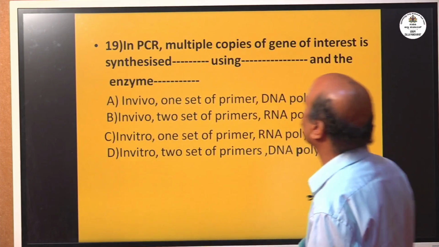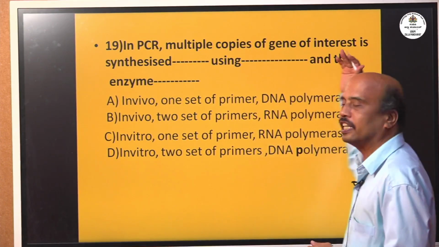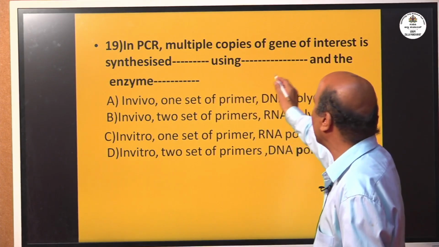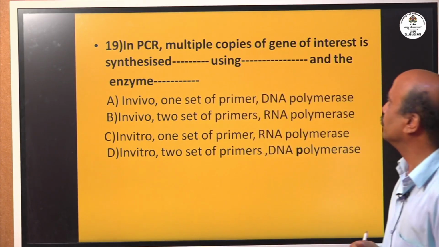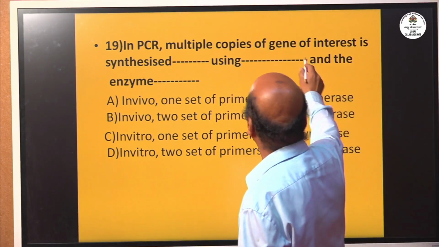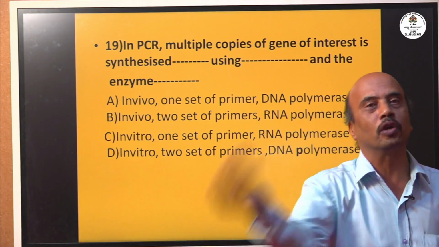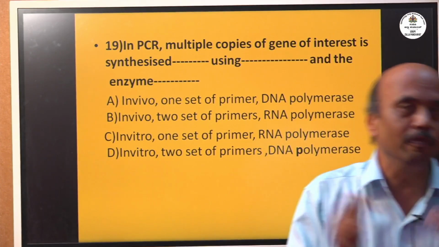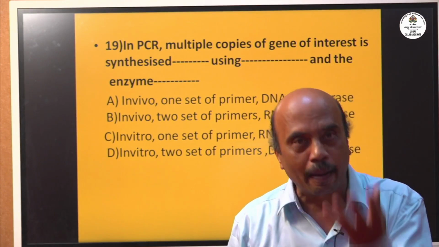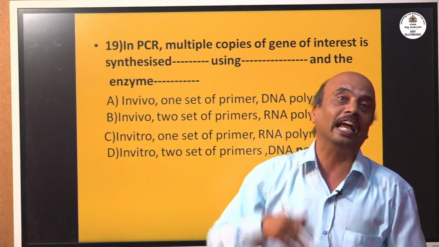Then next question. In PCR, multiple copies of the gene of interest, that is the desired gene, is synthesized dash using dash and the enzyme dash. So here, in PCR multiple copies of the gene of interest are synthesized in vitro, in contrast to in vivo. In vivo means naturally. In vitro means in the laboratory, inside the test tube, inside the conical flask. Whatever preparation we do in the laboratory, we call it in vitro.